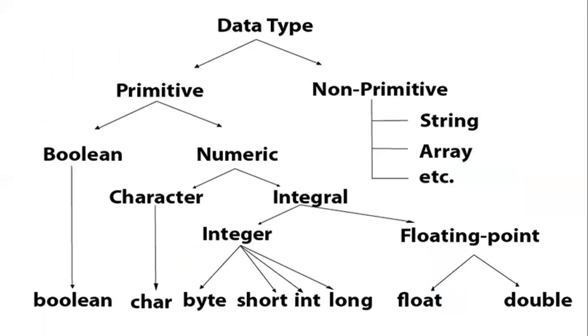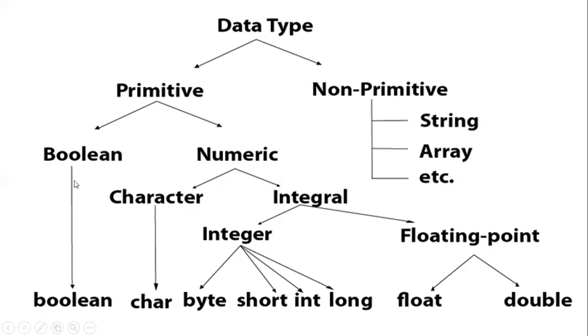Then in Java, data types are categorized in two main categories. The first one is primitive and non-primitive. Then the primitive data type is again divided into two categories, Boolean and numeric. Then this numeric data type is divided into two parts, character and integral. Again, this integral is divided into two parts, integer and floating point. And if we take examples, then these are examples of these different data types.